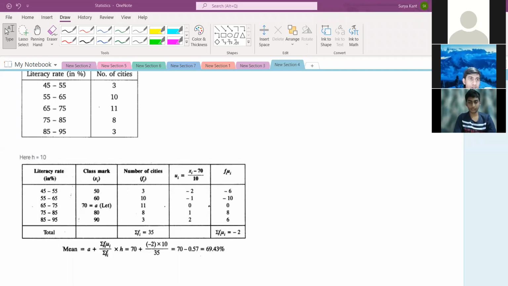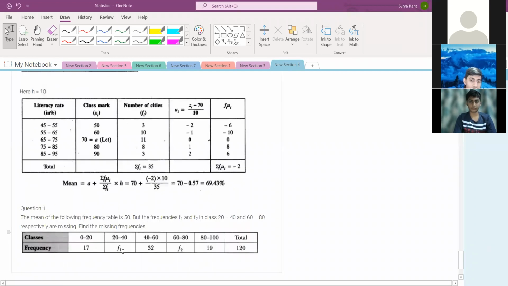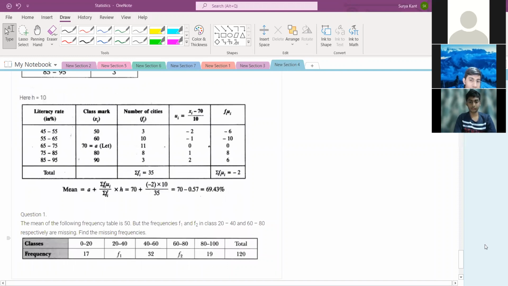This is the same question only. Median. The median question we should do now, I think. This is an important question. That is mean only, but here two frequencies are unknown. So in this question, two frequencies are not known. So next question is like this, you find both frequencies f1 and f2.